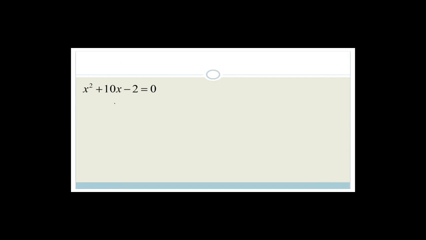So x squared minus 10x minus 2. So again, we need to complete the square. And the first thing we do is look for the coefficient of this, which is 1.